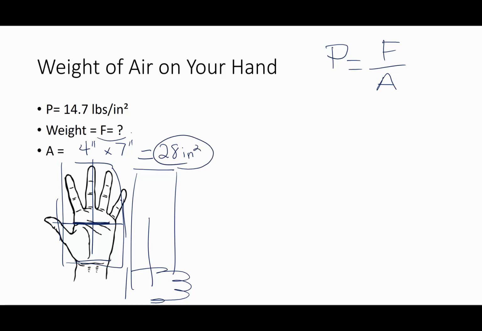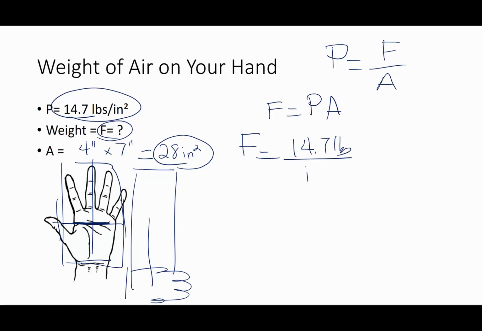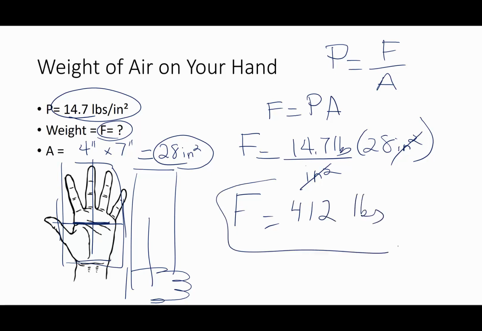I want to know the force of the air I'm pushing up. So force is going to be pressure times area. If I happen to be dealing with standard atmospheric pressure, 14.7 pounds per square inch times 28 inches squared. Inches squared are going to cancel. I'm going to pick up my calculator, 14.7 times 28, and I've got 412 pounds. Holy moly, Batman, that is a lot of weight. If you can use both hands, you are powerlifting 824 pounds.